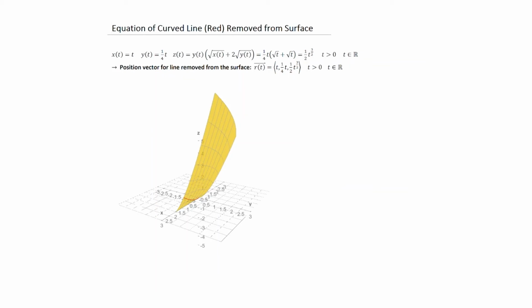If you want to put this in position vector form, then you take the x, y, and z components in parameterized form and put them in angular brackets. So the position vector is a vector that points from the origin to every point along the line on the surface.